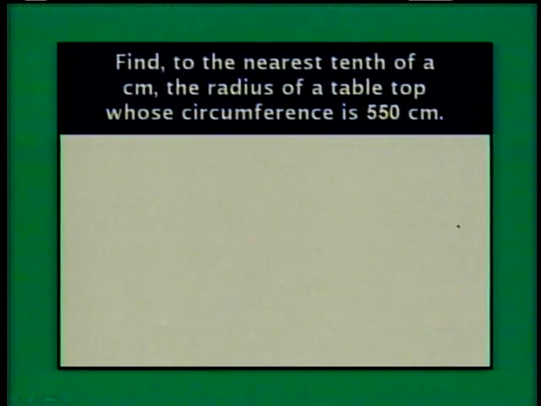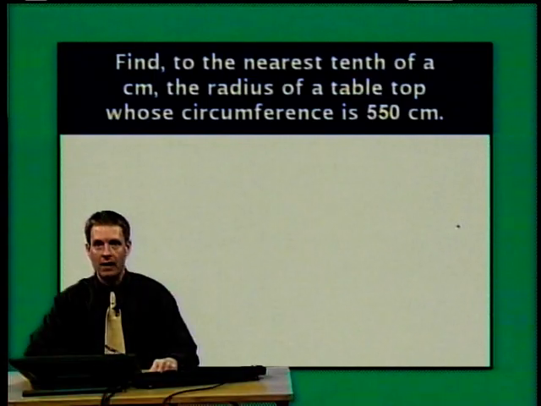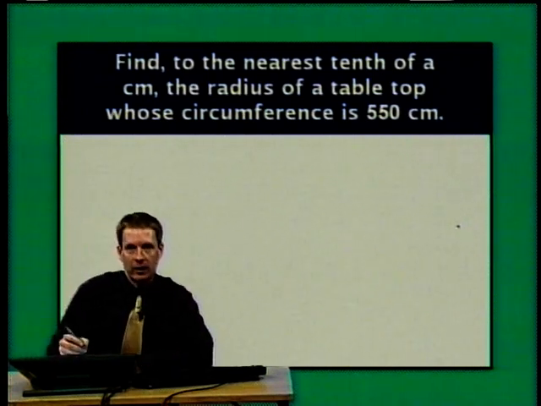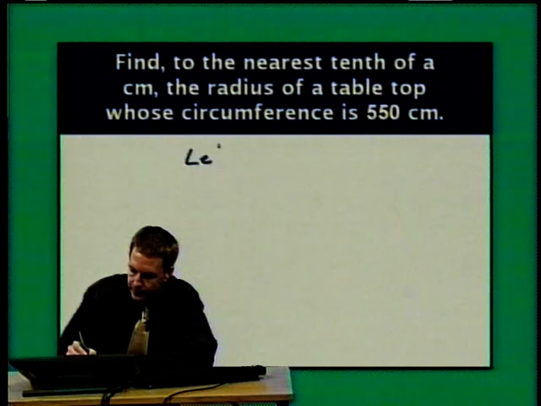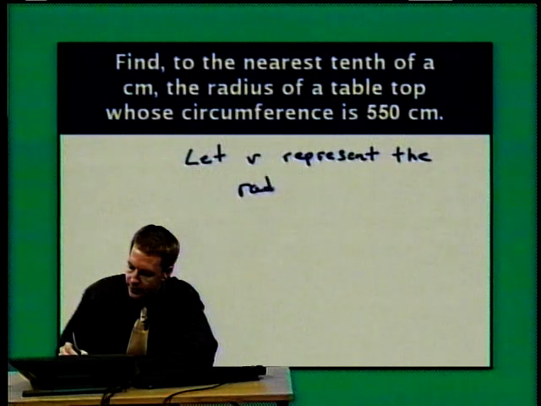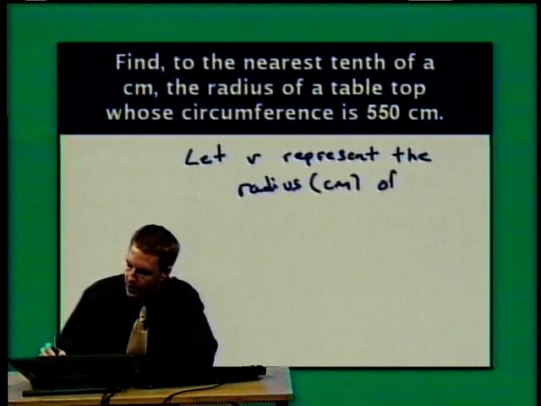Let's use the circumference formula. Let's find to the nearest tenth of a centimeter the radius of a tabletop whose circumference is 550 centimeters. So let's go ahead and let R represent the radius, measured in centimeters, of the tabletop.